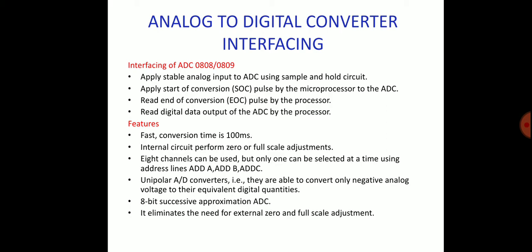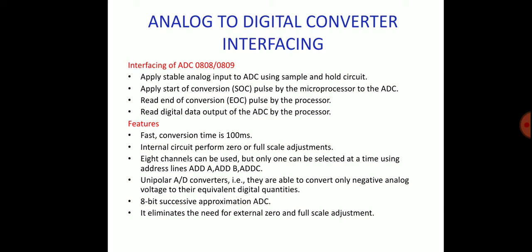Now the interfacing of ADC 0808 or 0809 with the microprocessor. The chip is 8-bit CMOS technology with successive approximation conversion. Now the features of the ADC 0808: it is fast, and the conversion time is 100 microseconds.